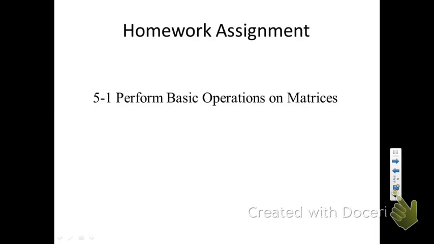So your assignment is perform basic operations on matrices. Good luck.